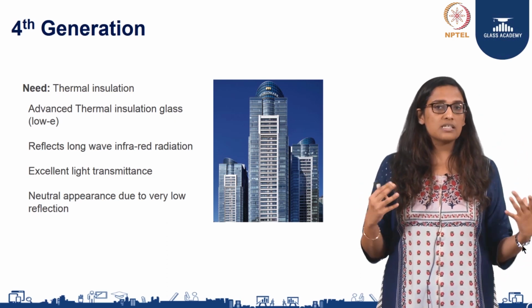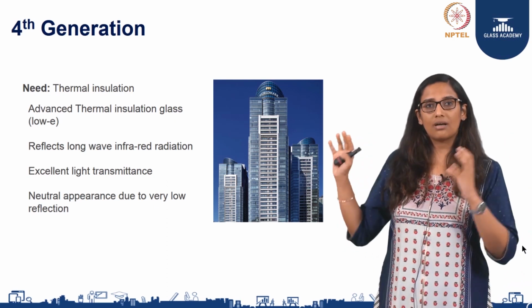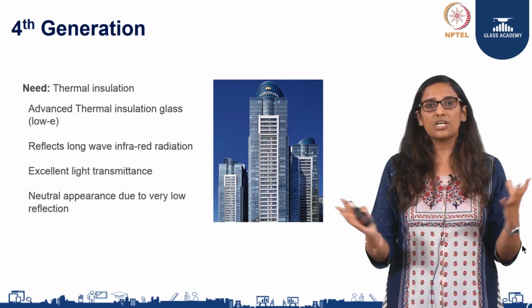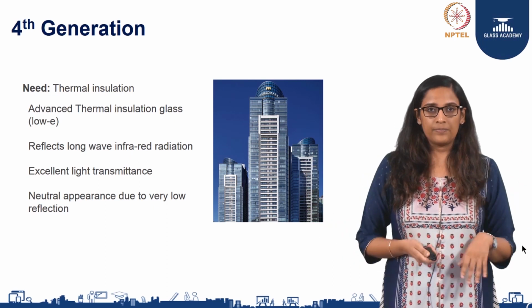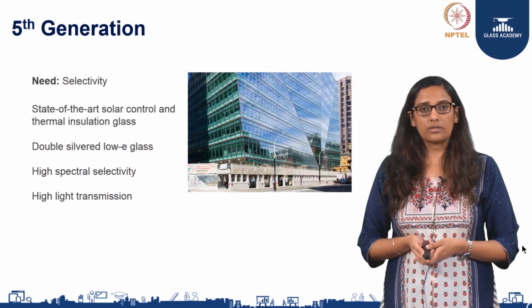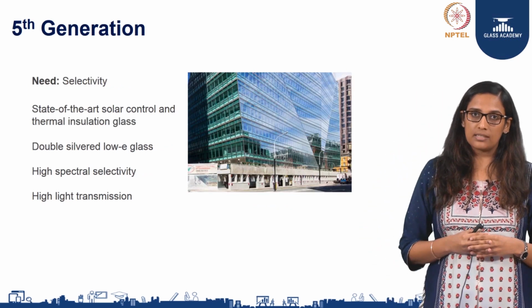So if you didn't want a highly reflective glass or you didn't want a very significantly strong color like a blue or a green, you could choose this range of glass, which generally comes in very neutral and subtle shades of grey. And that is what the fourth generation of products are about. Going on to the next generation, the fifth generation of products.